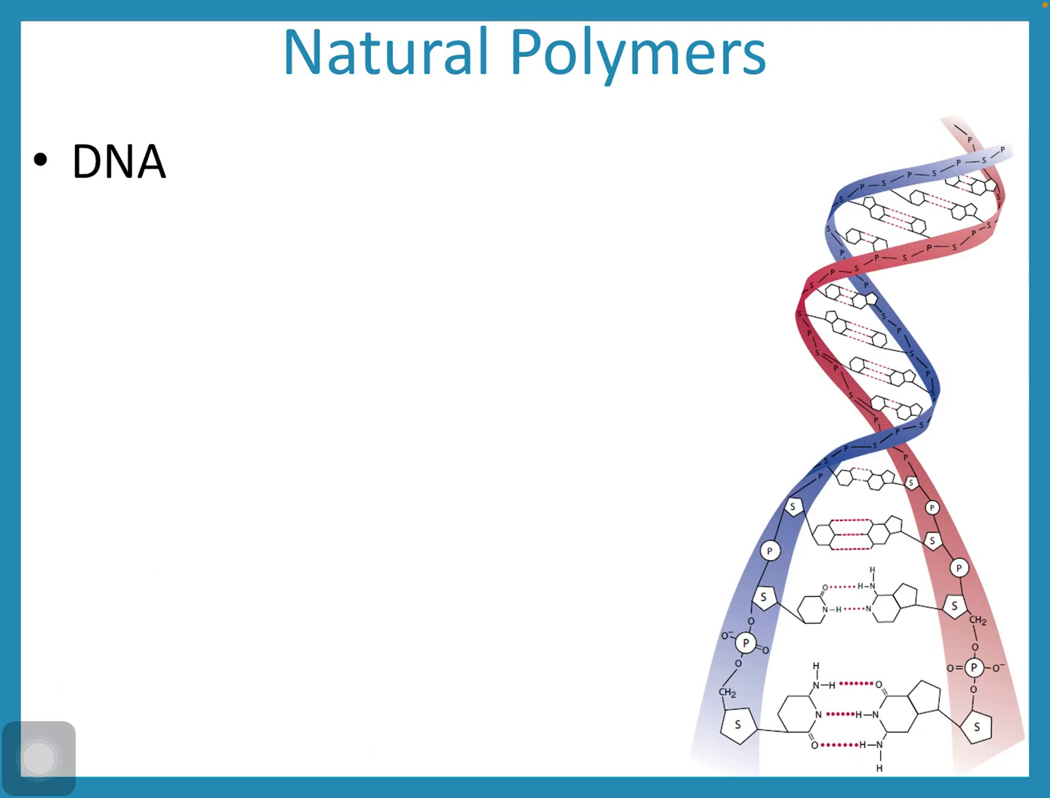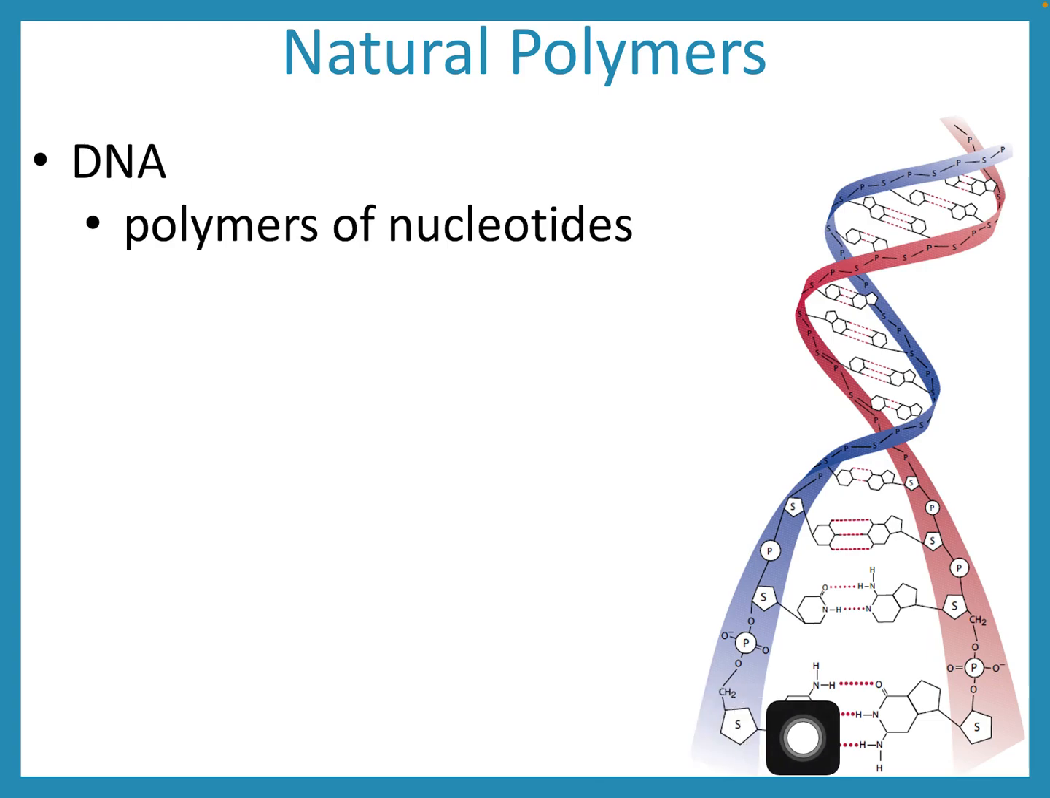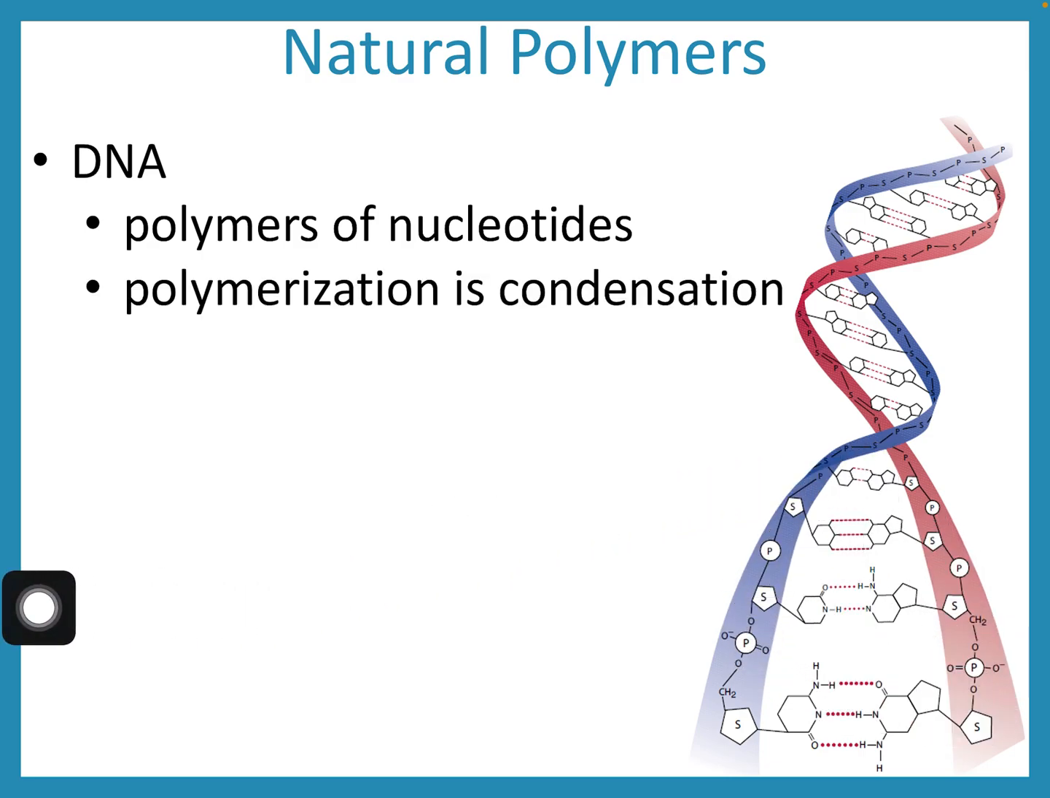And one last one, our DNA. So here we have polymers of nucleotides. So we have a nucleotide over here, and we can see this unit and this unit here with a nucleotide that's going to bond to one on the other side, and these are going to keep repeating as we move up. So polymerization here, once again, is condensation, and water gets removed in these reactions as well.